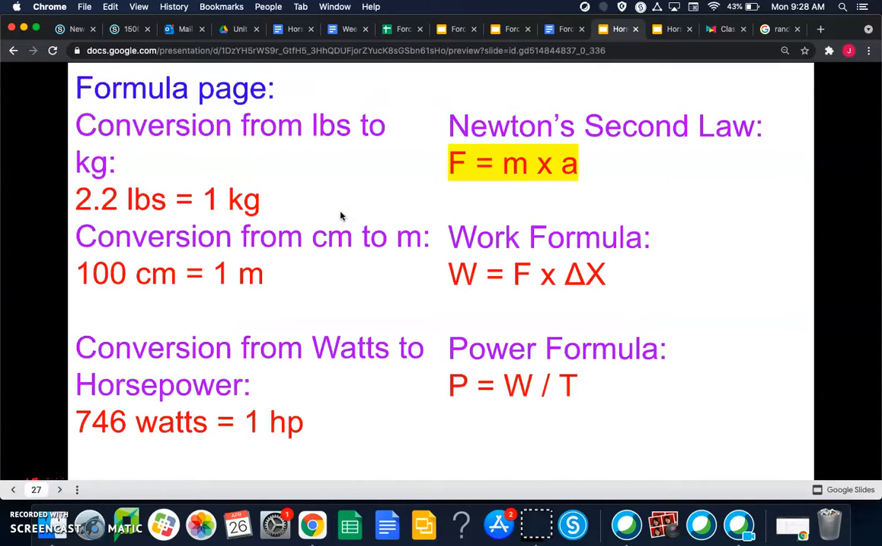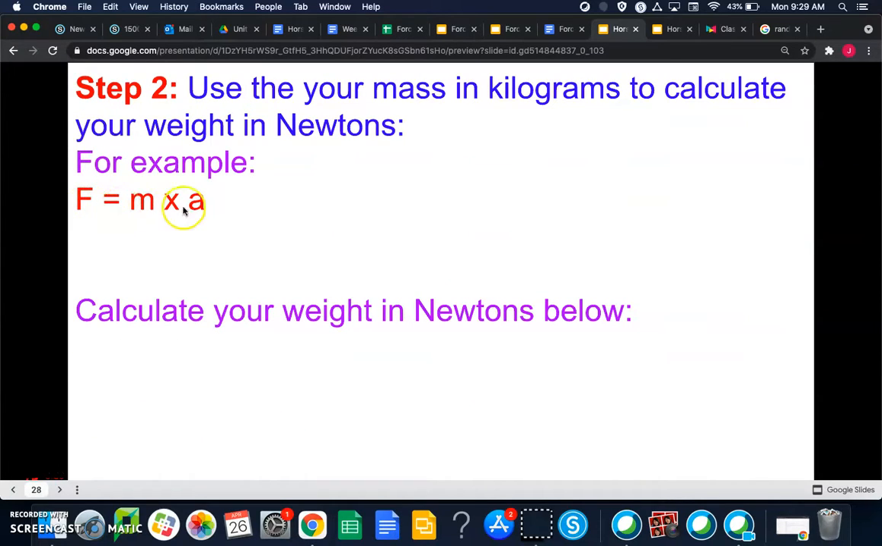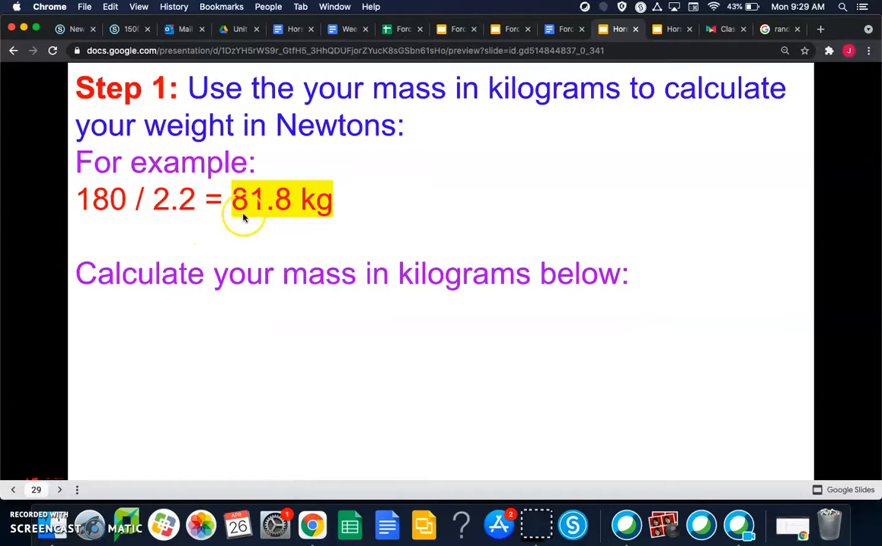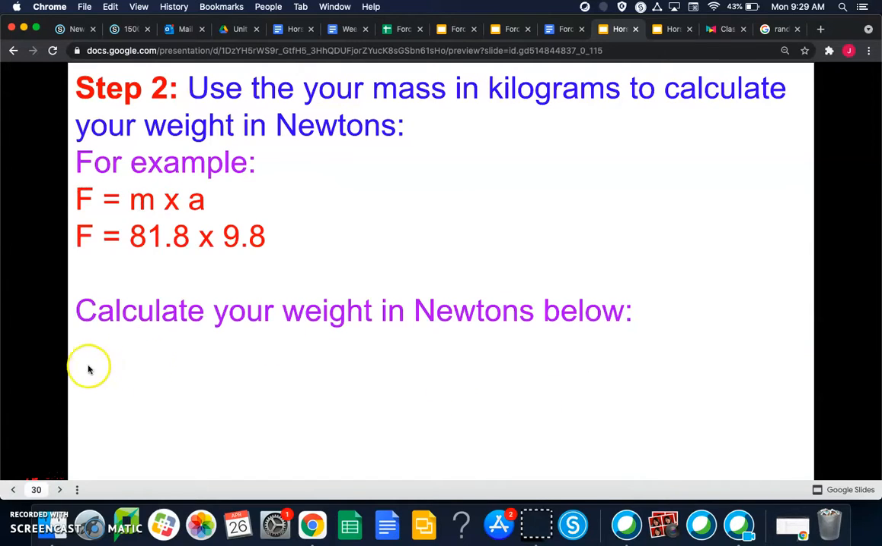So for me, we need to use this formula to calculate your weight, F equals M times A. Remember, your weight is just your force of gravity, so we're going to calculate that force of gravity. So F equals M times A, start by writing that formula. Then you're going to get your mass from step 1. So for step 1, my mass was 81.8. You'll take whatever your mass was down below here in step 1, and you'll write that right here.